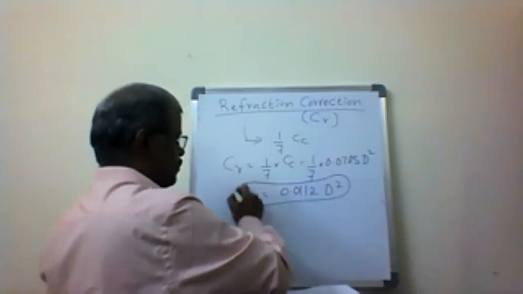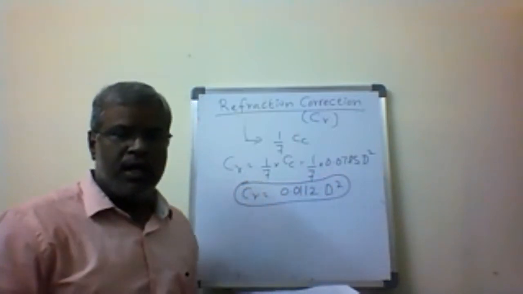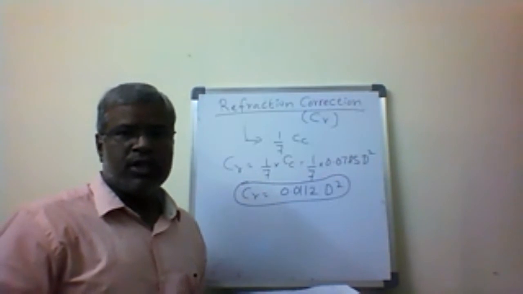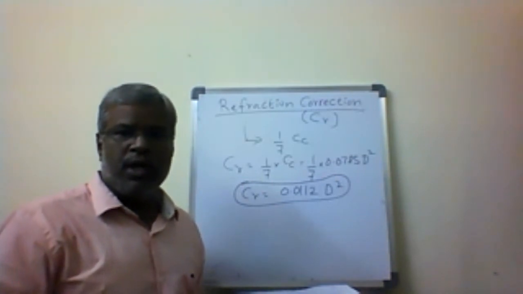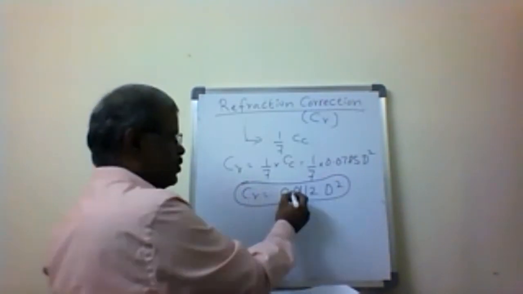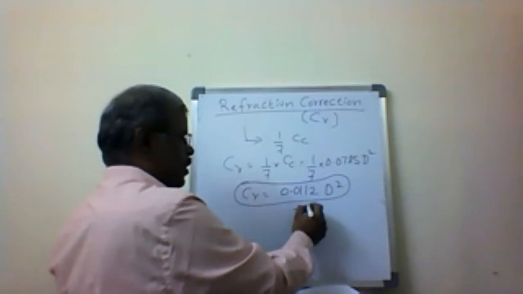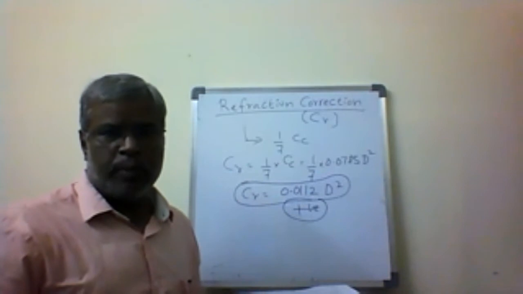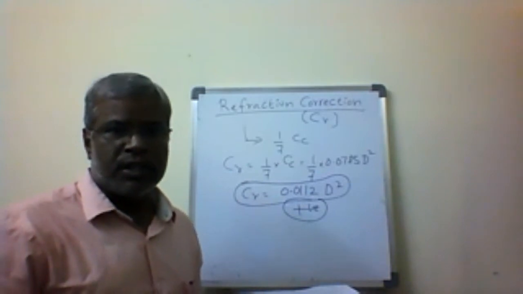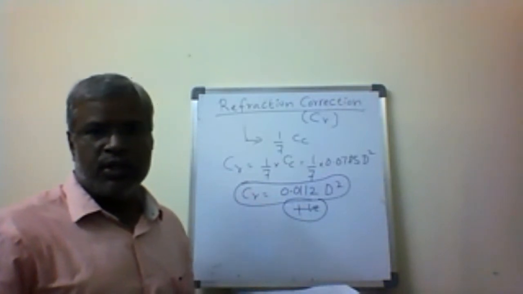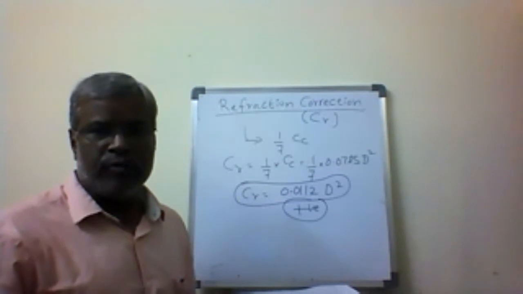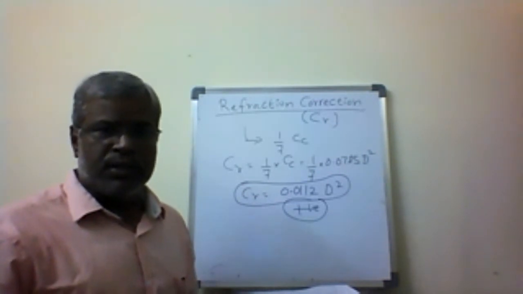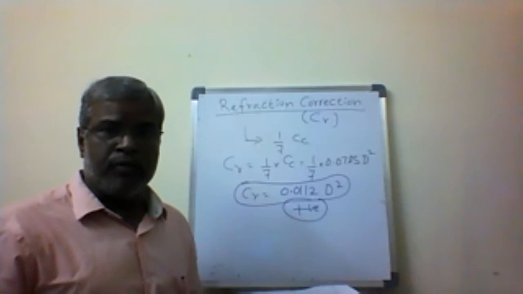So what is the magnitude of the refraction correction? It is 1/7 of CC, so CR equals 0.0112 d square. This will be an additive one. So your refraction correction is going to be positive and your curvature correction is going to be negative. CR is 0.0112 d square in magnitude. These corrections have to be applied to the staff reading.